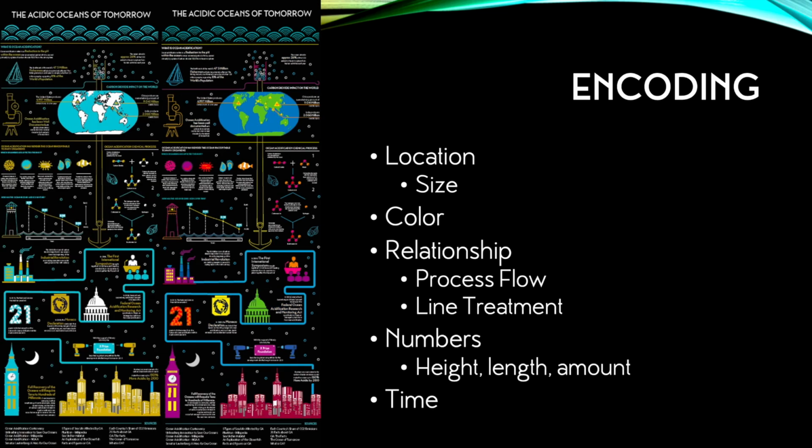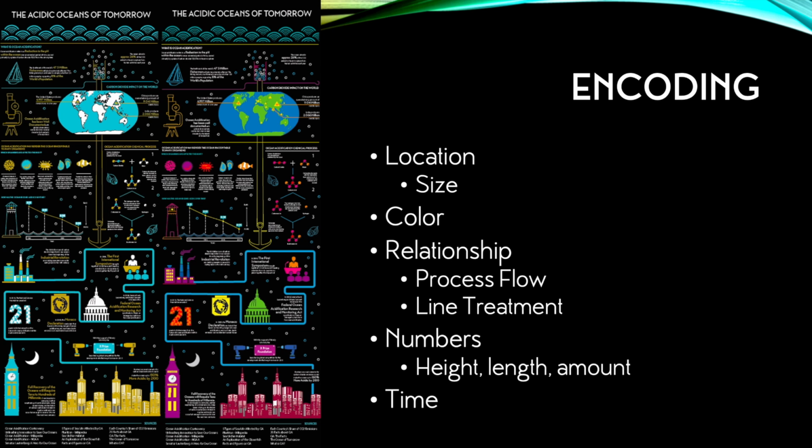Moving on to encoding. Encoding refers to transforming information or data attributes such as magnitude or category into visual attributes such as size, position, or color. Encoding is a central part of many data visualizations, especially number and relationship displays.